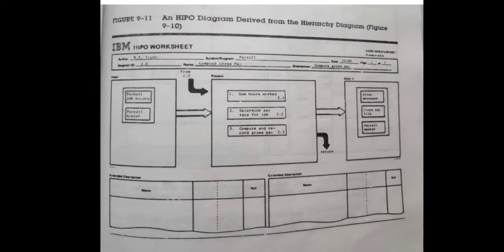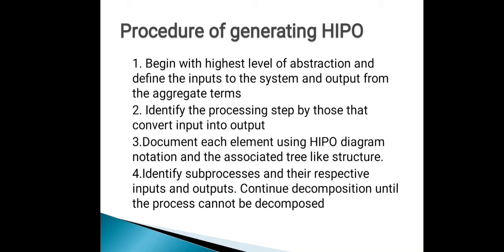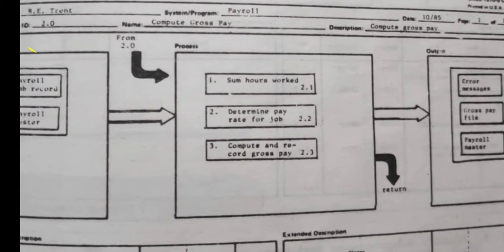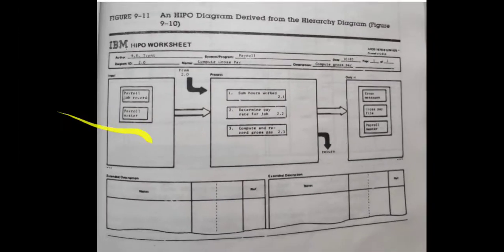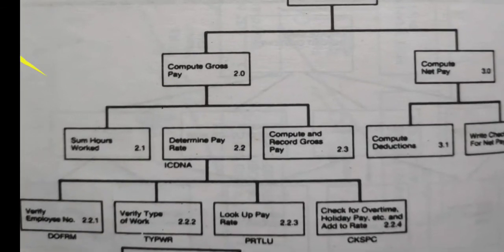So this is the HIPO diagram, which is derived from the hierarchy diagram. So this is derived from this one only. Here you can see this is from 2.0. So let's look at 2.0 from the hierarchy diagram. Here 2.0 you have compute gross, and from compute gross it is further decomposed into sum hours worked, determine pay, compute and record gross pay.